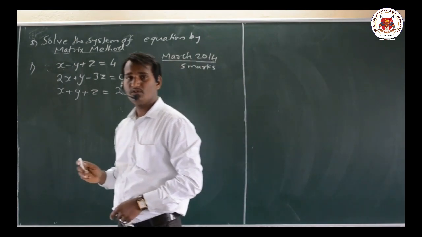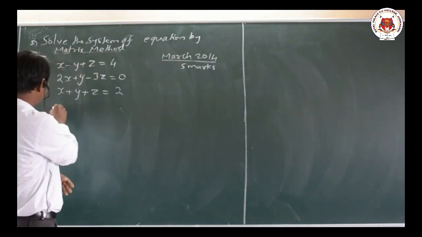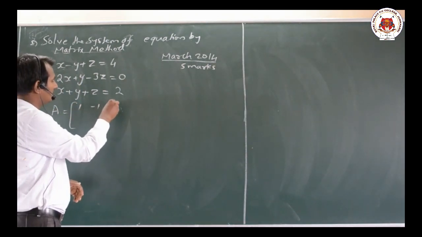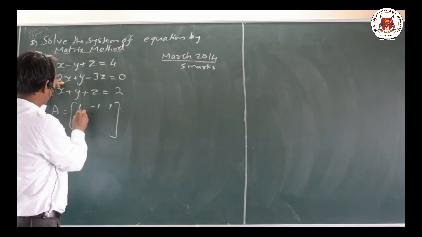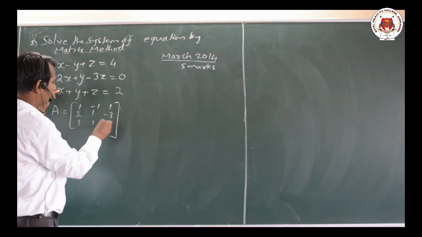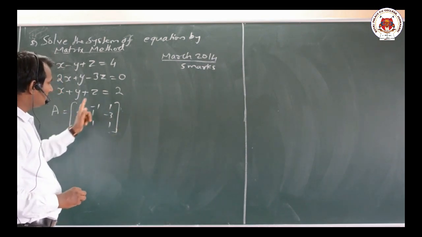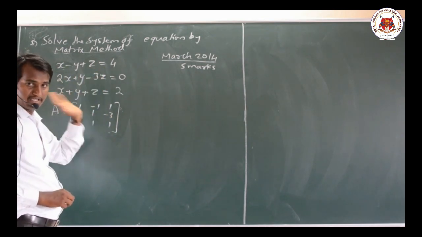Now first of all, we have to separate the values. Separate the values means what? We have to write down the value for A. The matrix A, 1 minus 1 1, 1 minus 1 1. Next 2, 1, minus 3, then 1, 1, 1. That means what we are writing here? We are writing all the coefficients of x, y, z with respect to the first, second and third equations.